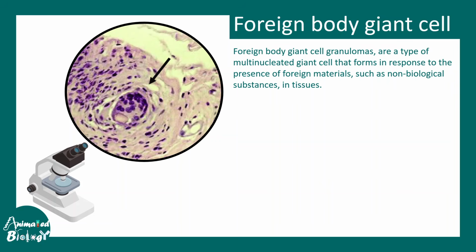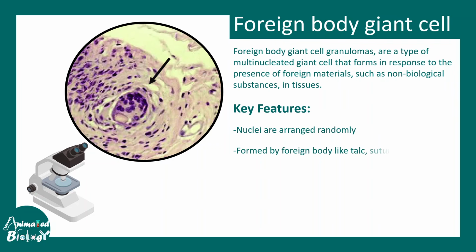There are other instances where the infective organism is not really a bacteria. It's basically some sort of foreign material which is not normally present in the body. Let's say some talc powder or some crystals that might lead to this sort of granuloma formation. That is known as foreign body giant cell formation. In this case, there are also multinucleated cells which are the giant cells, but the nuclei are arranged randomly. It's not like the Langerhans cell where there is a characteristic peripheral arrangement. Here the arrangement is quite random, and they form due to foreign body exposure like talc, sutures, etc.